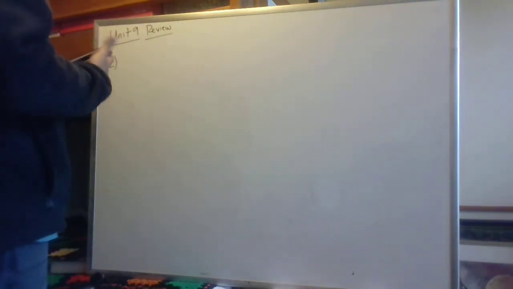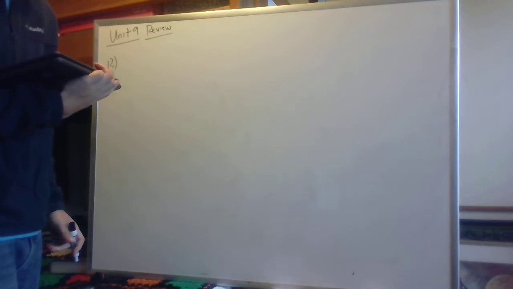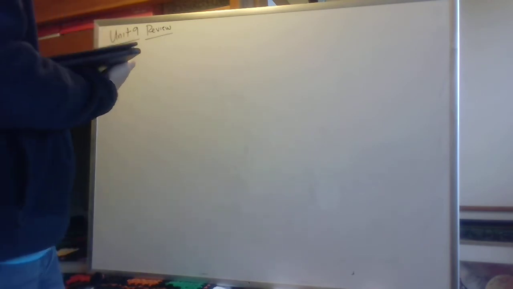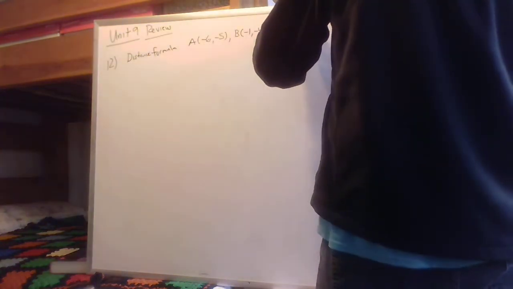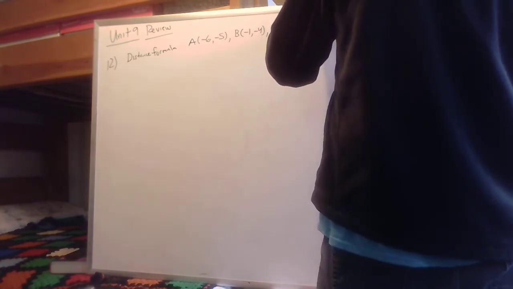Number 12 says determine whether the figure is a parallelogram. Justify your answer with the method indicated. So it wants you to use the distance formula, and we have vertex A at -6, -5, vertex B at -1, -4, vertex C at 0, -1, and D is at -5, -2.